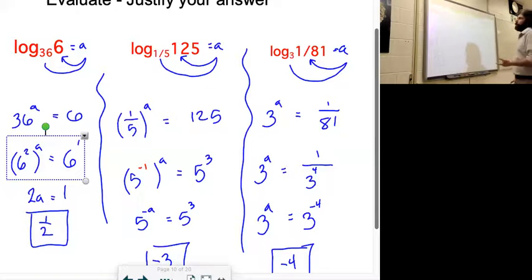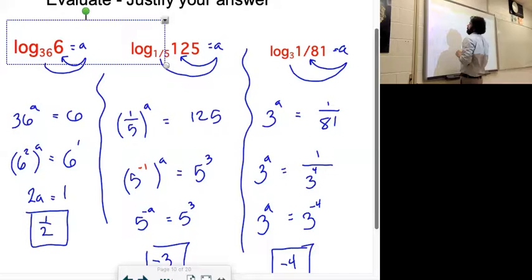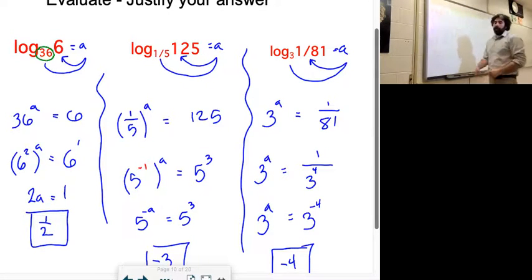And that should make sense if you think about what we said the meaning of a logarithm is, right? So log base 36 of 6 is saying 36 raised to what exponent is 6? And we got an answer of 1/2. Remember, an exponent of 1/2 is the same as the square root, right? So that's saying 36 to the 1/2, or the square root of 36, is equal to 6 itself.